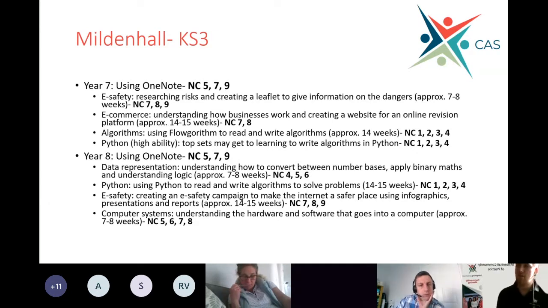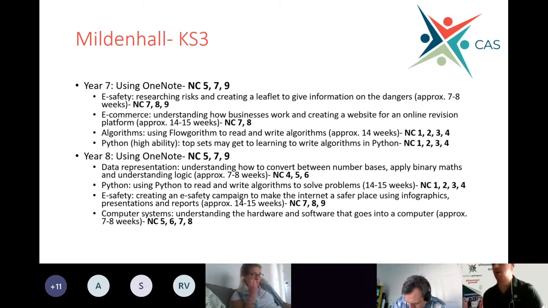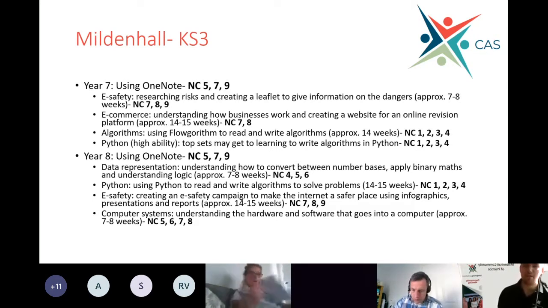Then we do an e-commerce unit, because our faculty has got business studies in there as well, we like to try and show them what it might be like to do that at GCSE. The aim is that they then create a website for a makeup business, and at the moment we do it for a revision business, so they're going to make an online revision type website, and they look at how businesses work, and that element of it.